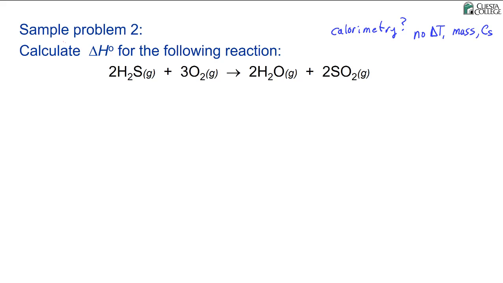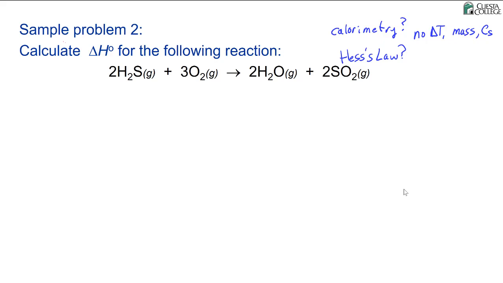The other method we have for solving for the delta H for a reaction is Hess's law. But in Hess's law, we need a whole series of equations with delta H values. We don't have that information either. So the only way we're going to be able to solve for the delta H for this reaction is to use the delta HF values.